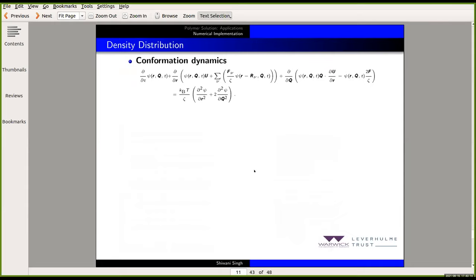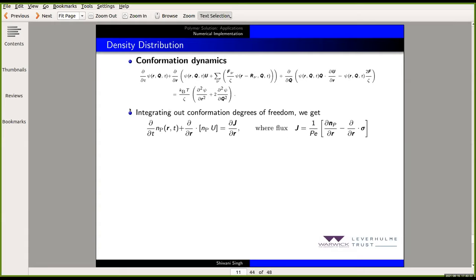Now, here I want to point out, in constitutive models, the polymer density is always assumed to be constant. But here, in our kinetic approach, we have control over the conformation density, so we can actually calculate it. This equation came out of the governing equation if we integrate out the velocity degrees of freedom. And if we further integrate out the conformation degrees of freedom, which are Q, we get the equation for the number density.